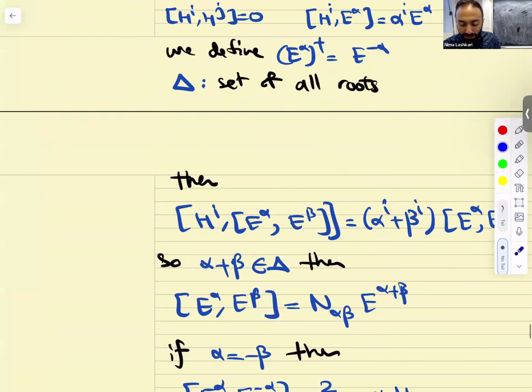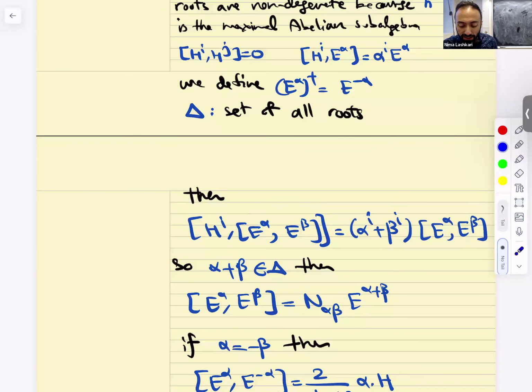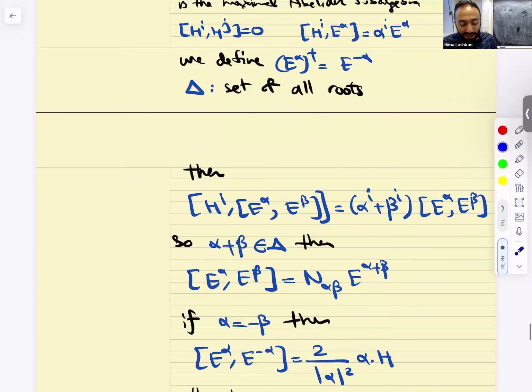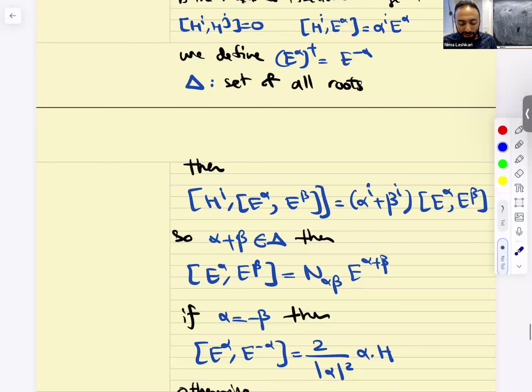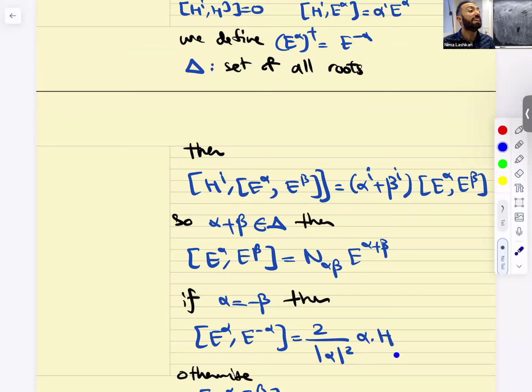So first thing is I realize that just using the commutation relations, the commutator of E alpha E beta with H i looks like this. Good. Now if alpha plus beta is inside the roots, then this relation holds for some numbers N alpha beta. Maybe it takes a line or two of algebra to convince yourself of that. If alpha is minus beta, you're basically looking at the commutator of a and a dagger, right? This is going to be 2 over alpha squared, alpha dot H.